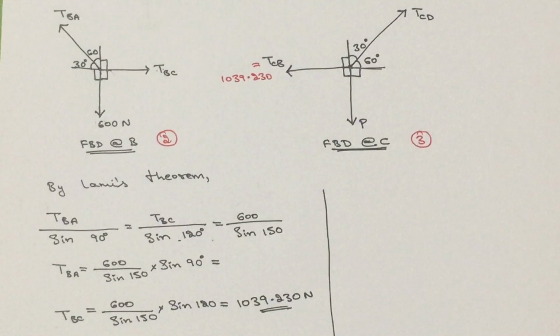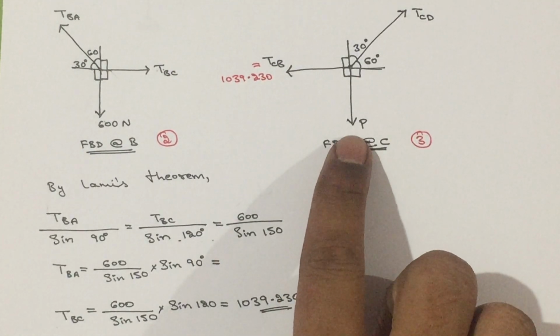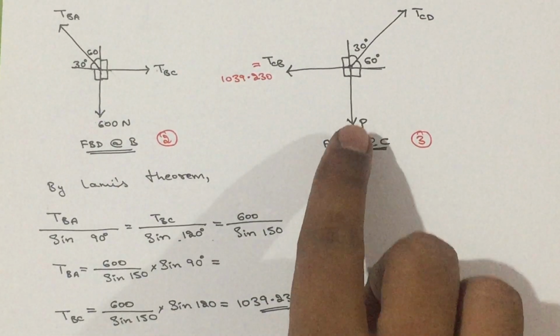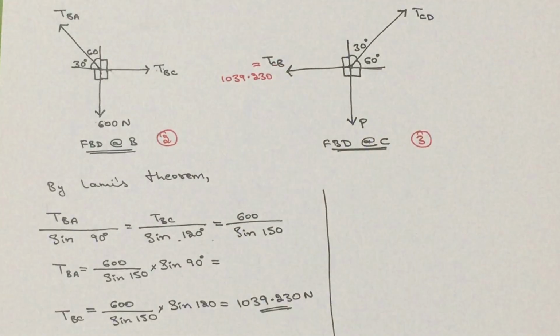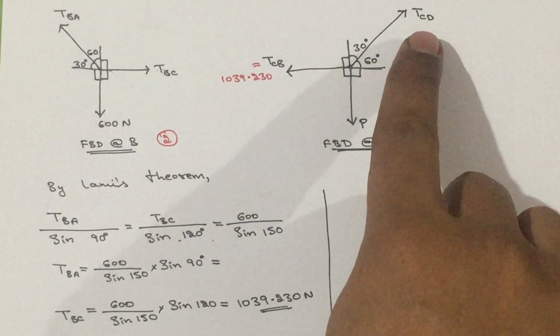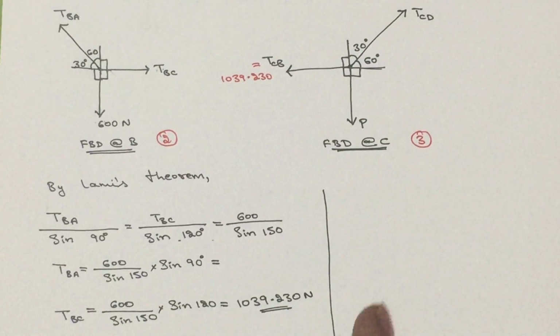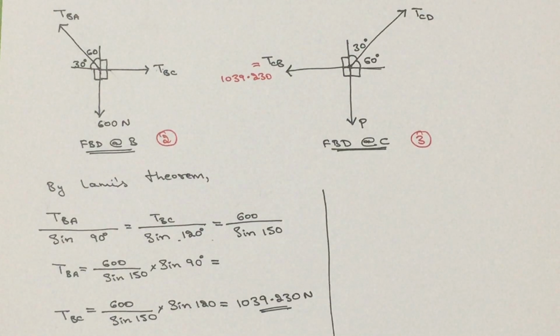So, once you go to the next free body diagram, choose the method. How to choose the method? First count the number of forces: 1, 2, 3. Count the number of unknowns. There are only 2 unknowns, TCD and P. This value is known now. So, there are 3 forces, 2 unknowns, we can apply Lami's theorem.